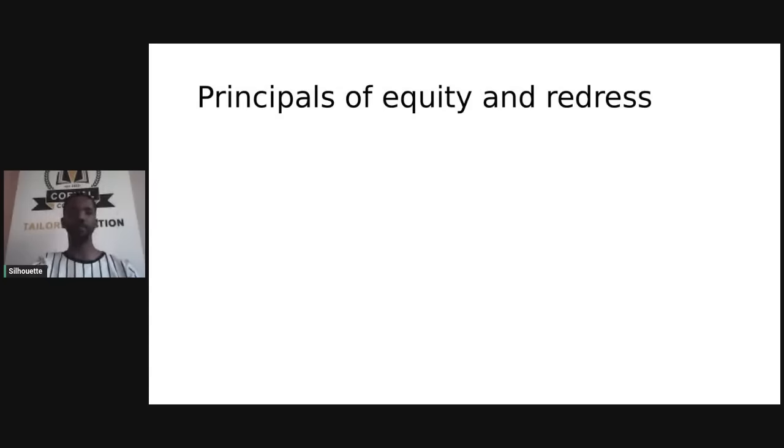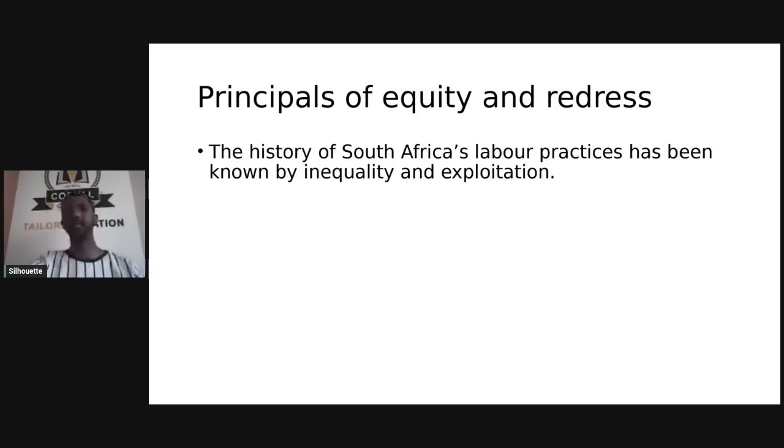And then the principles of equity and redress. In South Africa, as I've mentioned before, we have a history of inequality as well as exploitation when it comes to labor practices.